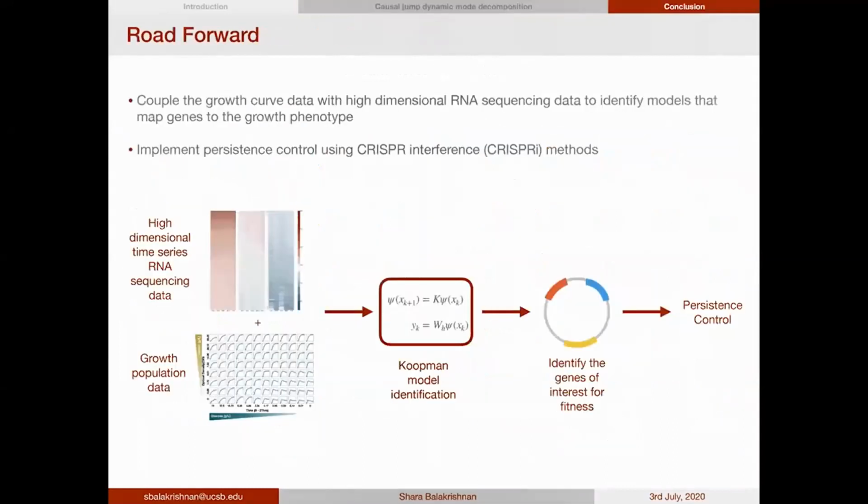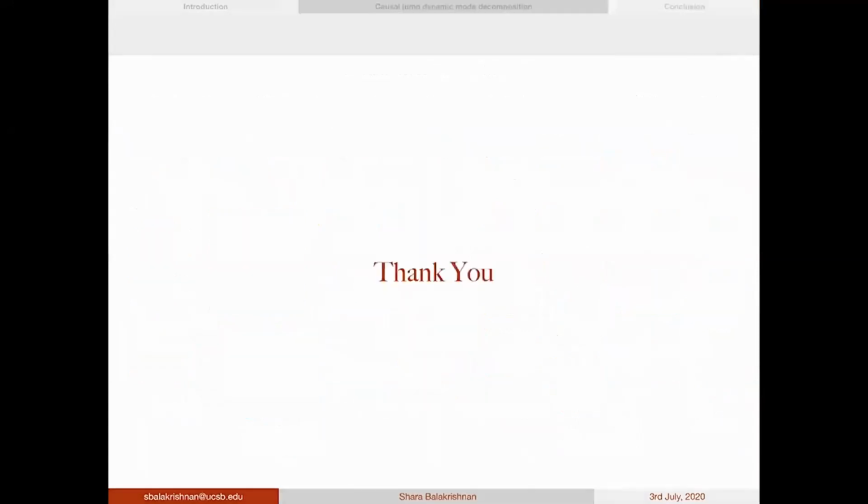Recently, we collected high dimensional time series RNA sequencing data from the growth dynamics of the new upcoming industrial microbe, Pseudomonas putida. We are working to couple this with the growth dynamics plate reader data to identify the pivotal genes correlated with fitness, thereby enabling us to develop a growth harness using CRISPR interference, or CRISPRi, to control the persistence of this bacteria in an environment of our choice. Thank you.